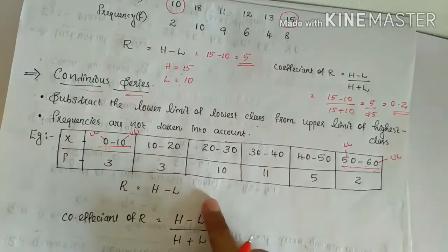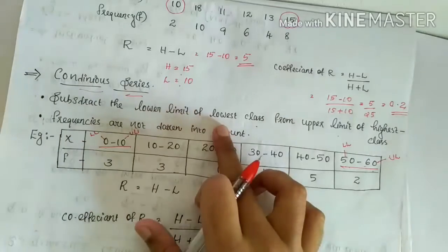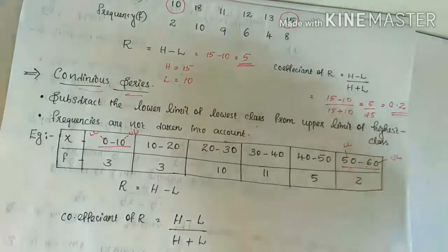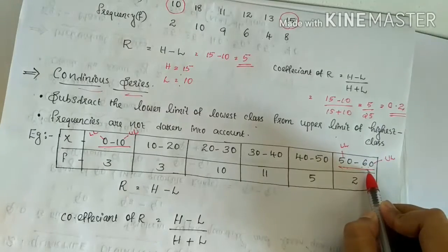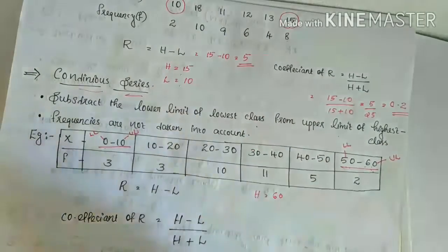After that, we apply the equation, that is, subtract the lower limit of the lowest class from the upper limit of the highest class. Here the upper limit of the highest class is 60. That is, H is equal to 60.